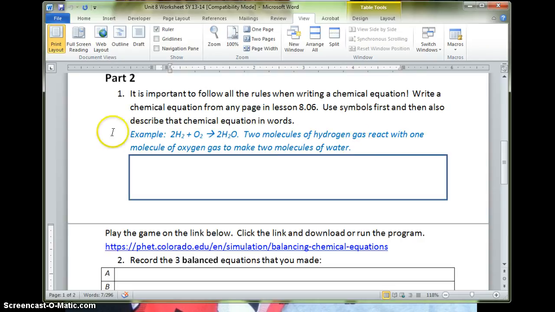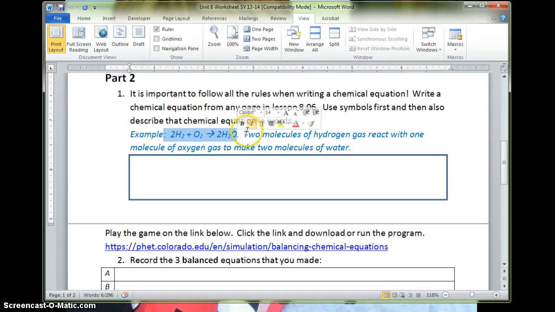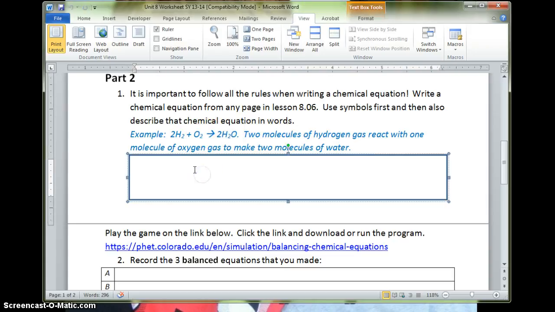Now you have an example here. This is the chemical equation that you write first in symbols. Then here is the part where it's written in words. So 2 molecules of hydrogen gas react with 1 molecule of oxygen gas to make 2 molecules of water. Okay, I'm going to give you guys another example.